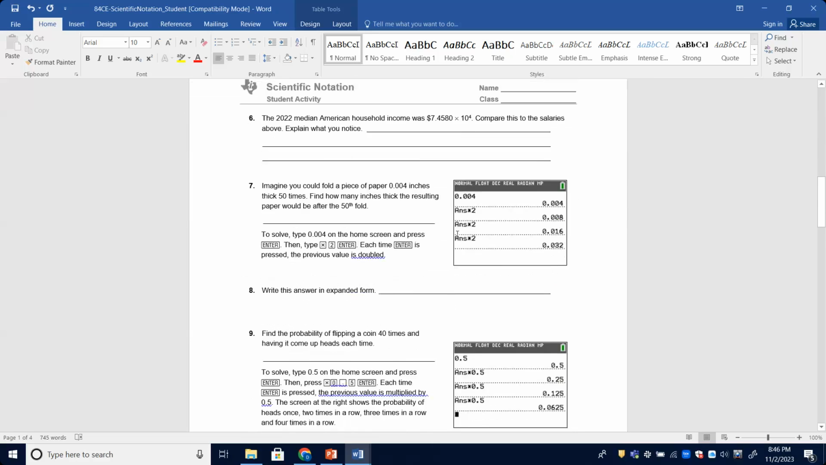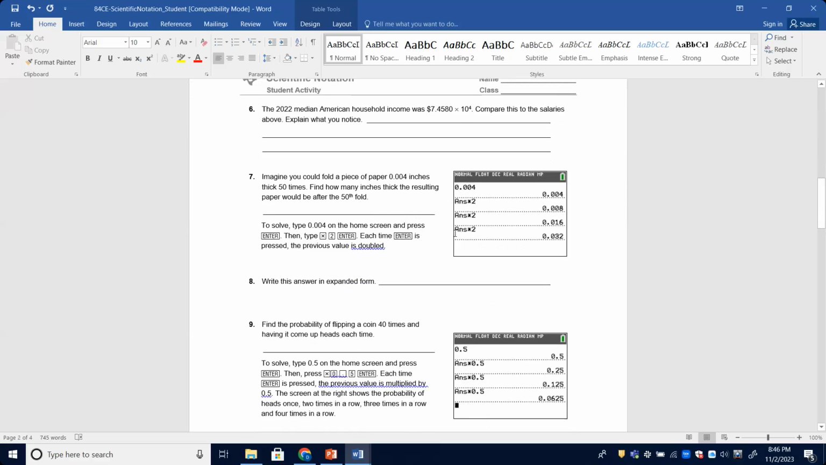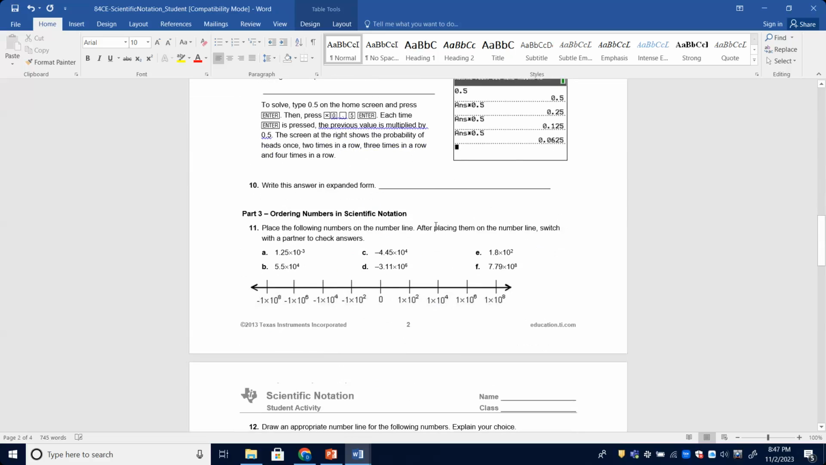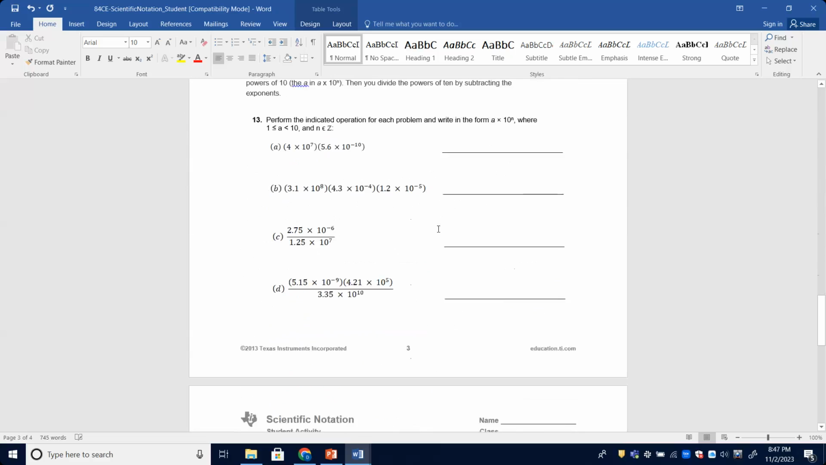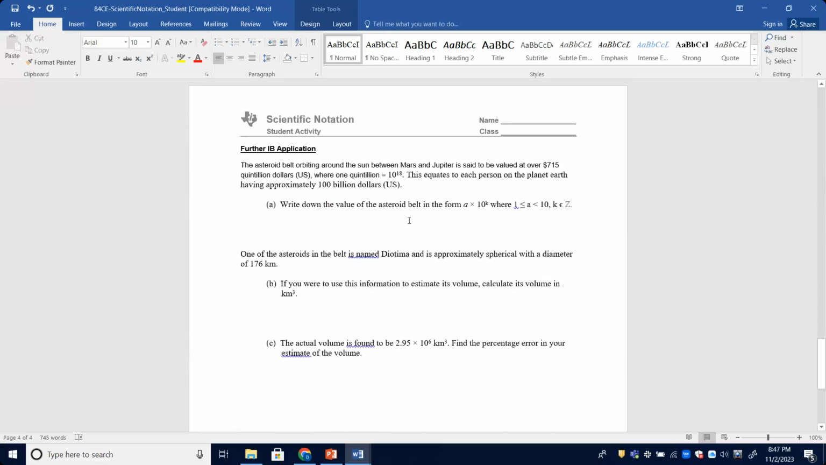So again, it's a lot of rewriting of the way the questions are worded. And then, of course, I try to lead you up to an IB situation, which is the further IB application, where I'm taking a real world situation and incorporating the IB material. And I had fun doing research on this one.